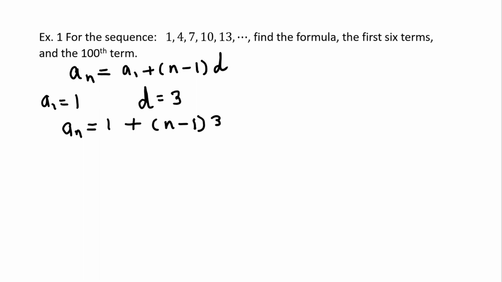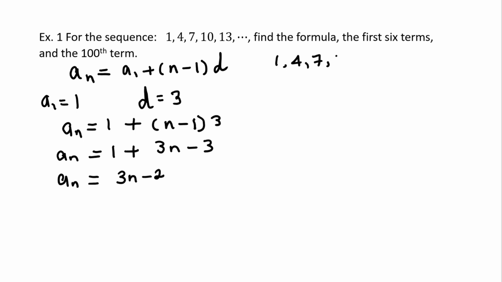Let's clean this up a little bit. a sub n is equal to 1 plus, distributing the 3, 3n minus 3. And we'll combine like terms. a sub n is equal to 1 minus 3, which is negative 2, so we'll have 3n minus 2. That's the formula.